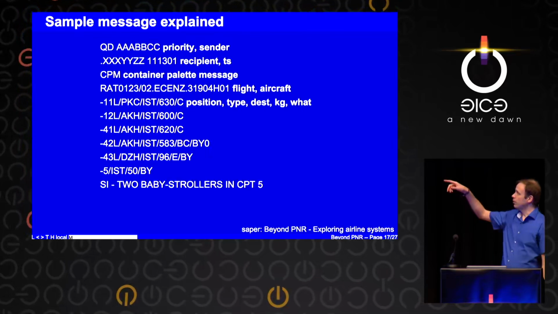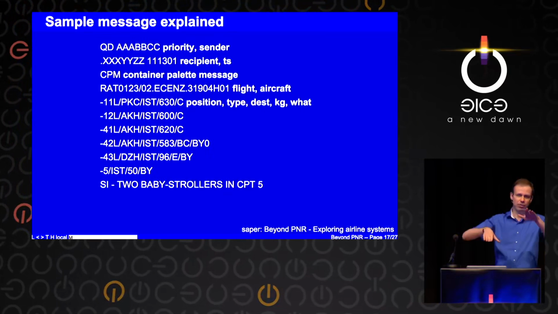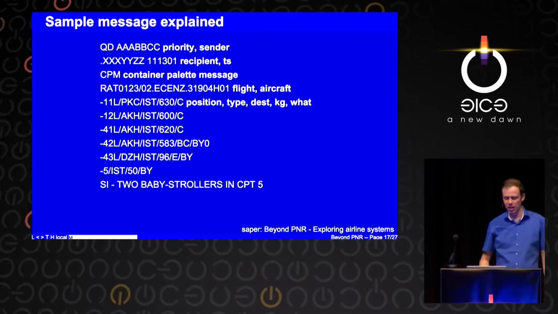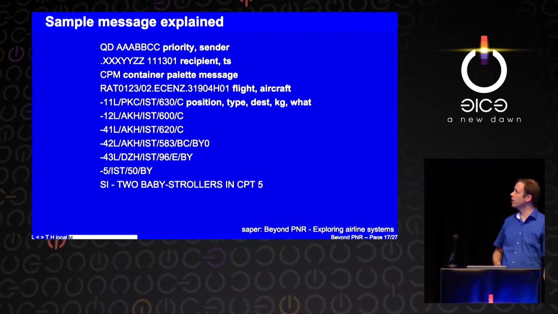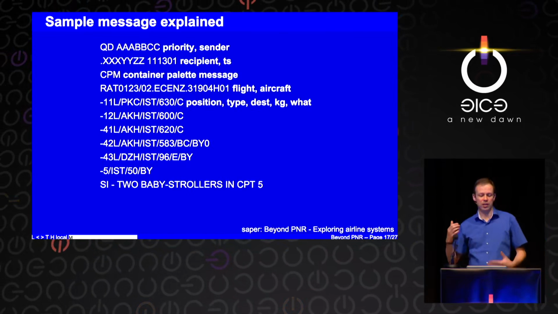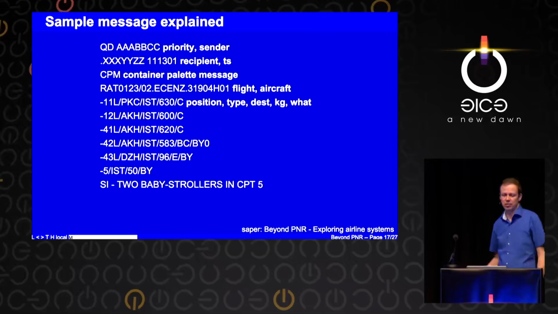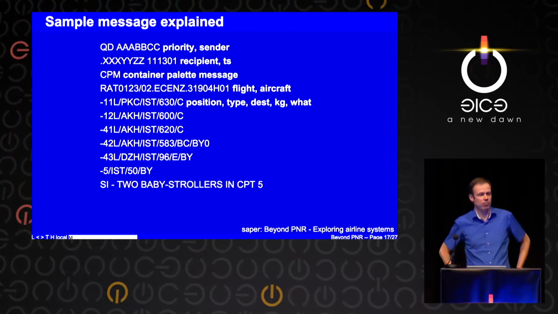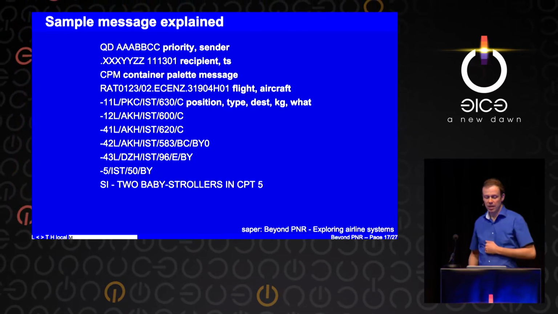11L, 12L, 14.1L, 42L are positions. So it's like a map. You can imagine left, right, and doors where the containers are located. Three letters, PKC, AKH, are the container type. AKH is a typical luggage container. IST is the code for Istanbul, so it's where this container is supposed to go. Then the weight in kilograms, and what it is.